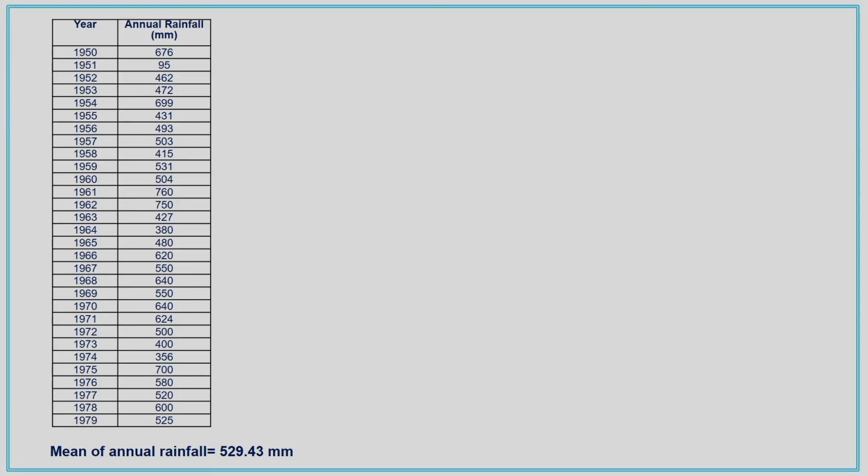So the first part of the question is over. Now let us move on to the second part. What is the second part? Moving average corresponding to 5 data points needs to be done. So the mean annual rainfall is 529.43 millimeters, we know already. So we are going to plot the moving average curve.